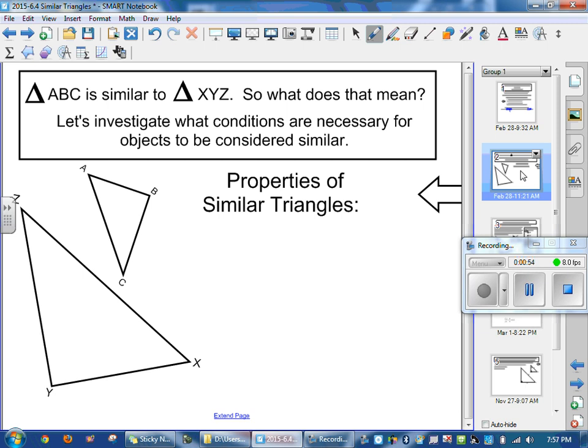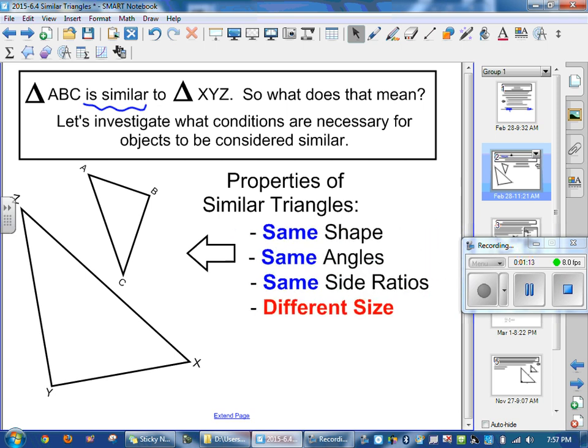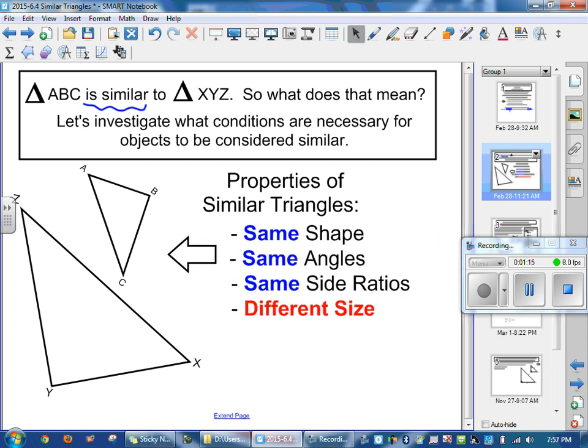Let's take a look at an example. So we've got triangle ABC is similar to triangle XYZ. So the minute we're told that it is similar, we know a few things. We know that their angles have to match. So how do we do this? How do we match them up? Well, let's take a look at our few properties we have here. So again, same shape, same angles, same side ratios, but again, different size.